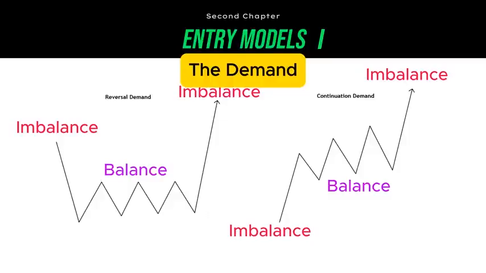So in simpler terms, a balanced market is a market that is ranging, and an imbalanced market is when the price does not give fair chances to one party, either the buyers or the sellers. Now that we know what demand and supply are, we need to know how to identify them, and how they can be used by traders.